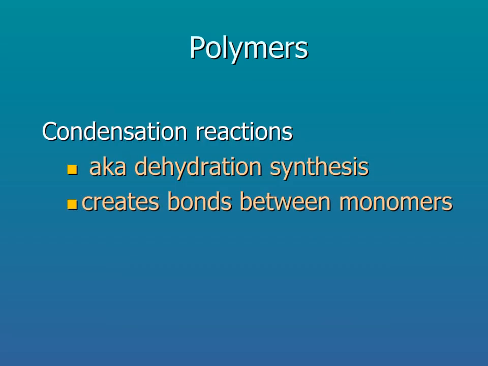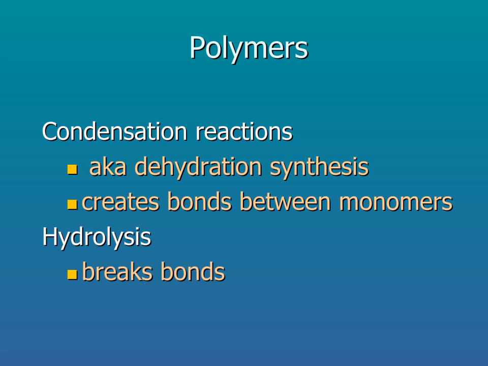Biological polymers are created by a process called a condensation reaction. This process can also be called dehydration synthesis and creates chemical bonds between the monomers. Now, the reaction in reverse can break those chemical bonds, and this process is called hydrolysis. The names may not make much sense right now, but let's see how these processes actually work.